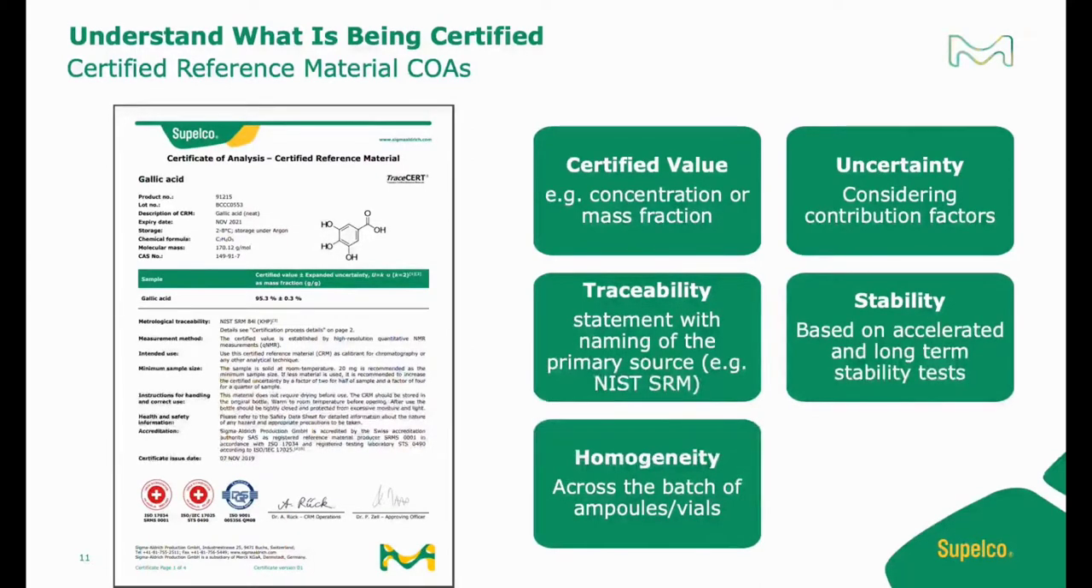There needs to be a statement about the traceability, mentioning the primary material tested against, which for example can be an NIST SRM. The certificate should provide information about how the stability and homogeneity of the material has been determined. Then, the certificate would always state an expiry date. The certified value is guaranteed for the duration of the shelf life within the given uncertainty.